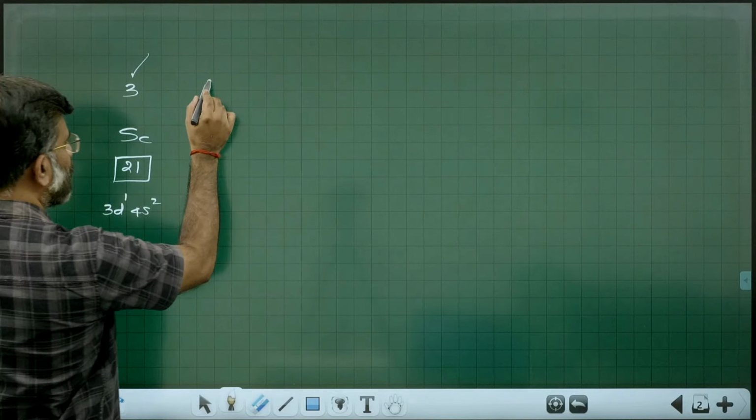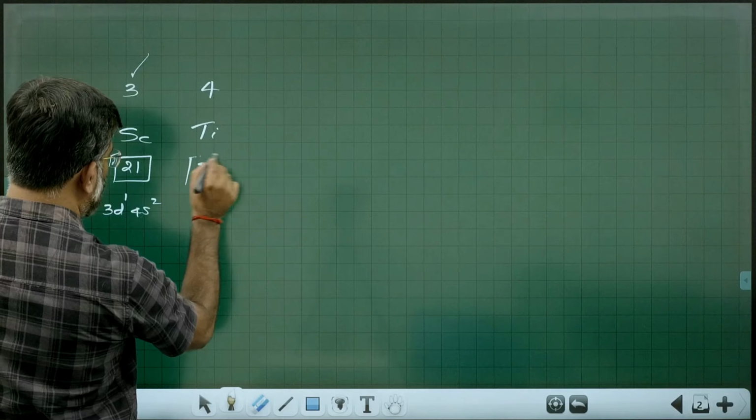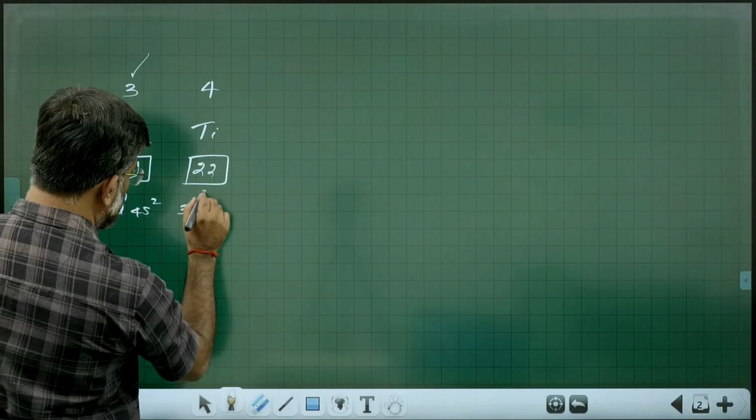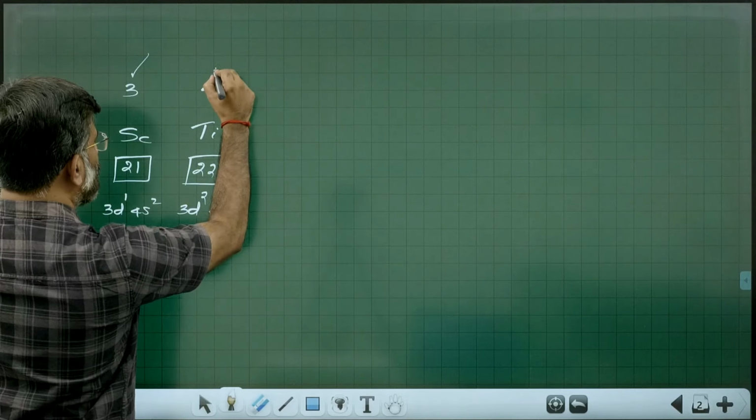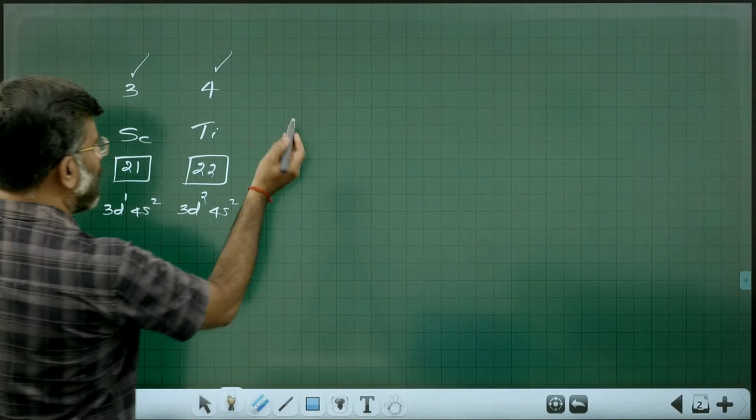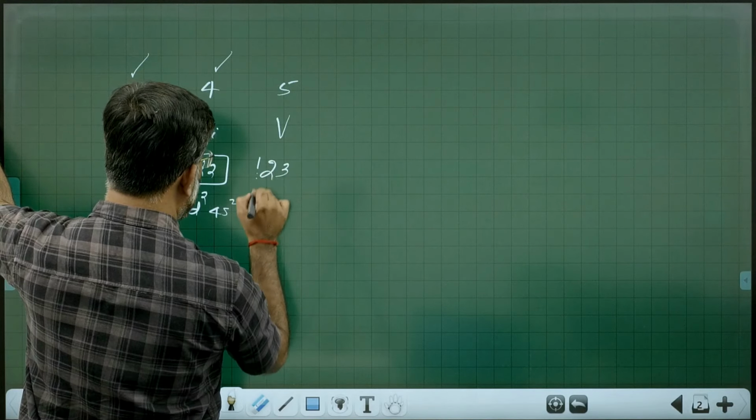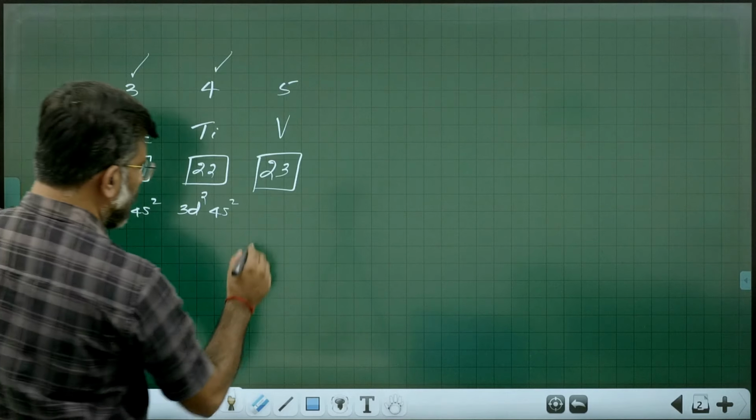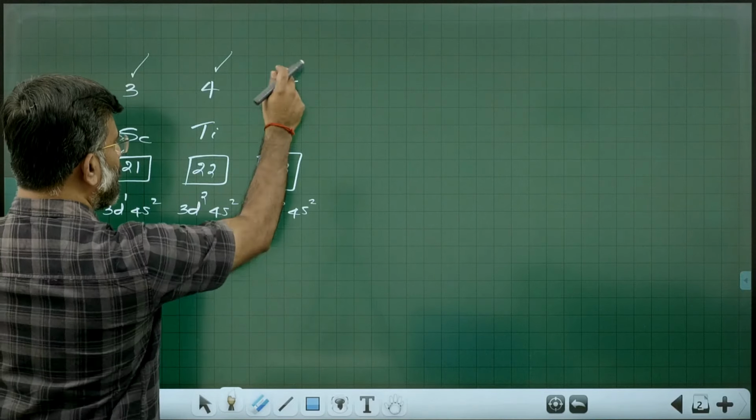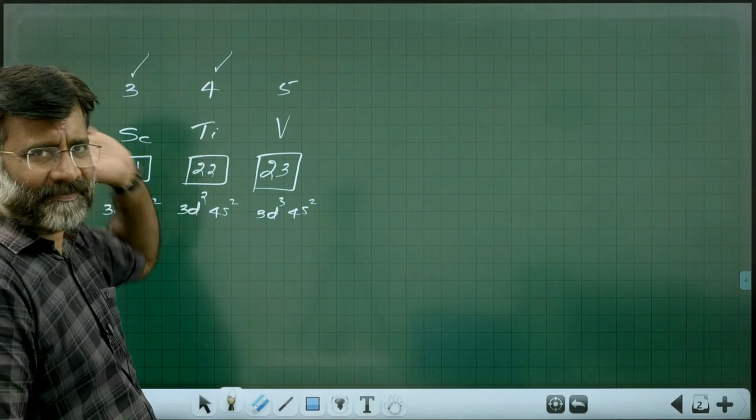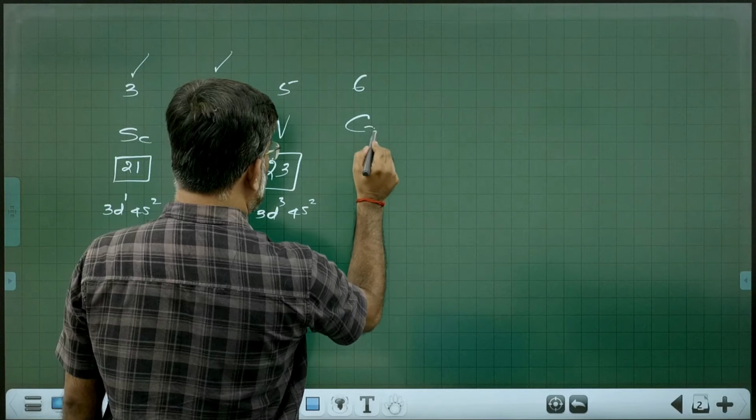You go to next, group 4, scandium, titanium. Titanium atomic number 22. What is the electronic configuration? It is 3d2 4s2. And now 2 plus 2, group number 4. And group number 5, scandium, titanium, vanadium. That is atomic number 23. It will be 3d3 4s2. And 2 plus 3, group number 5.